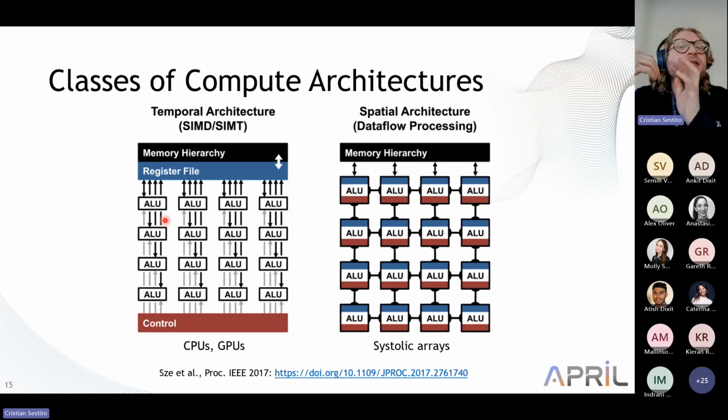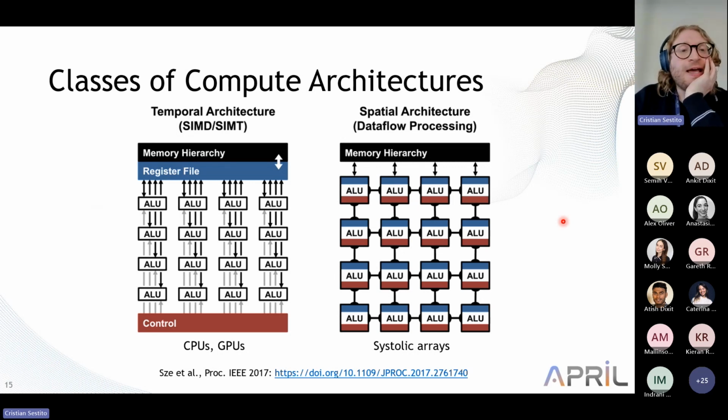data. And on the other side, we have architectures that are developed in this space where the data may be shared between the arithmetic logic units. So the key difference is that in this spatial architecture, the data may be shared between the different modules that are responsible for doing the computation.